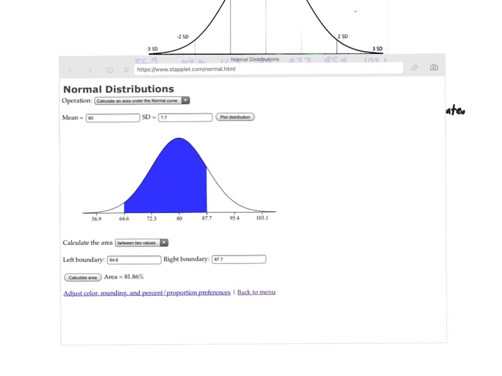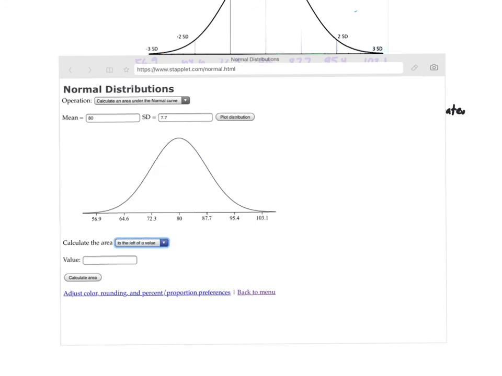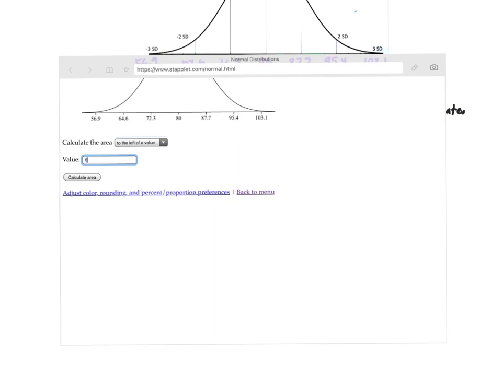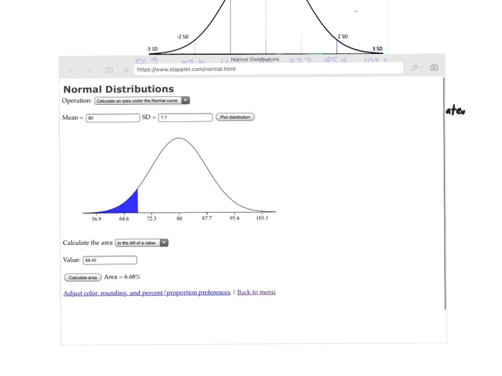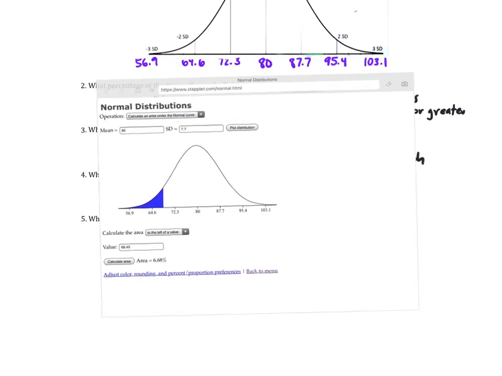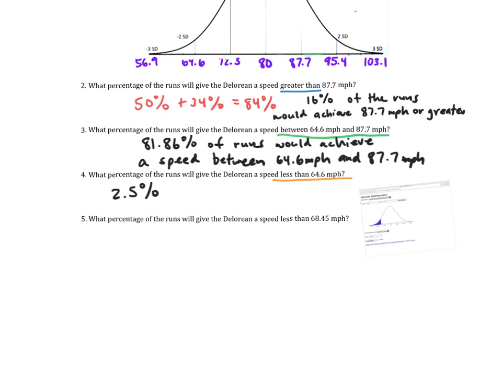So I'm going to change my calculation to the left because I want less than 68.45. Calculate. Right, so I got 6.68%.